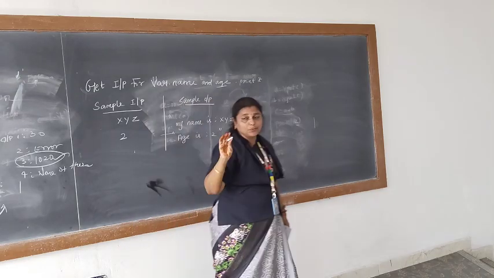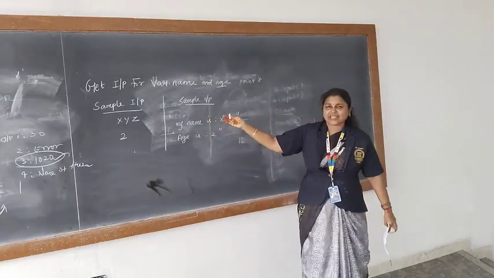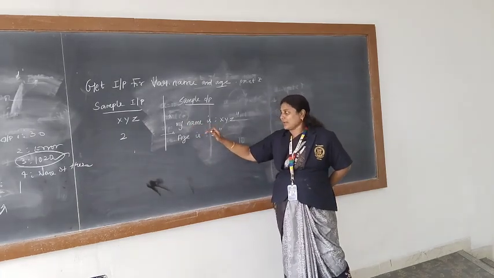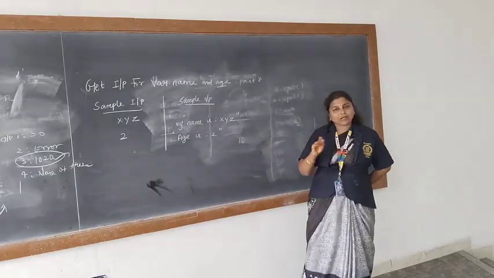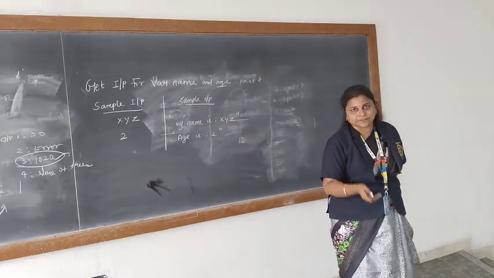The sample input is XYZ, the variable name is XYZ, and the second term is age. I gave the sample input as 2. The sample output is, within double quotation marks, my name is XYZ and age is 2. For this, take 2 minutes of time, using the types and variables we learned, and try to make the code.